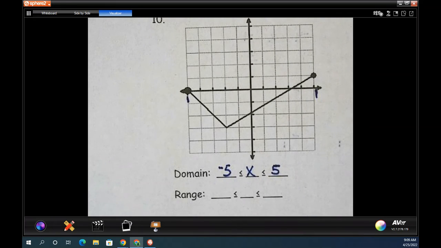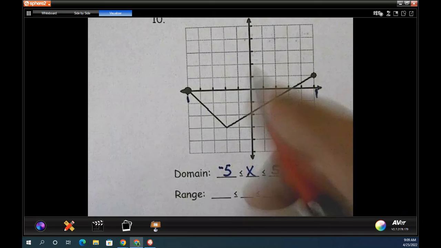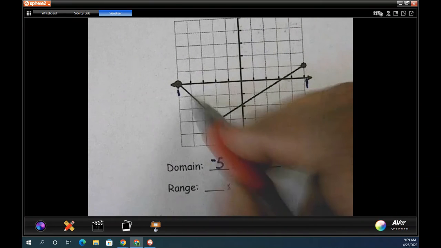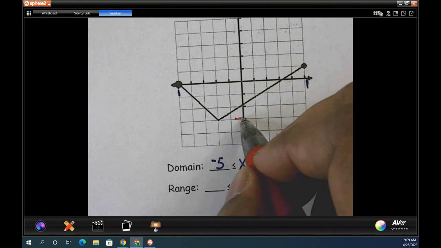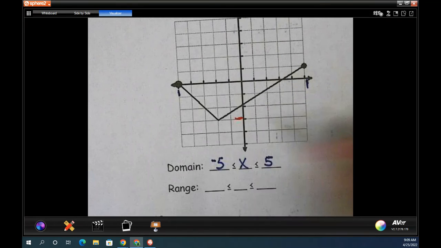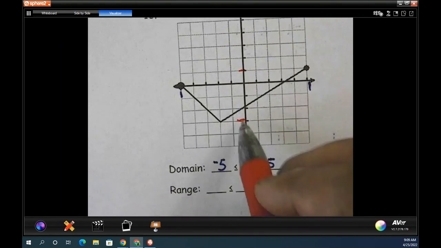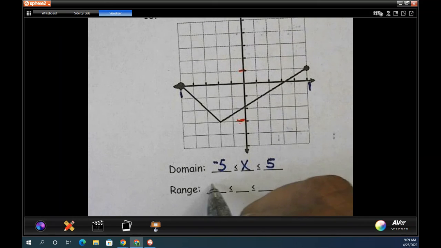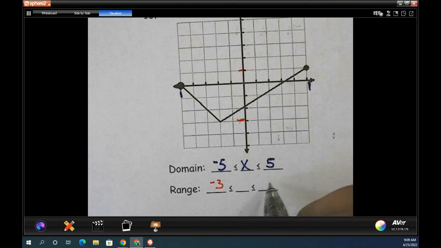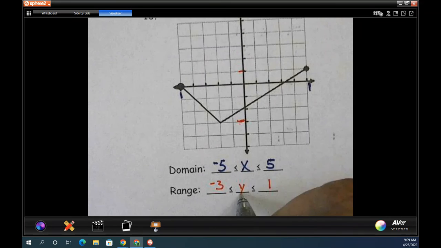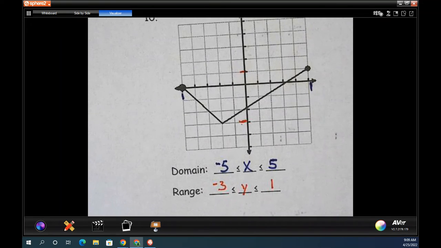Now, here's the thing. How low does it go when we're looking at the range? How low does it go on the y-axis? See, it goes all the way here. You can't use the endpoints on this one. It goes from here all the way up to there. So it's between -3 and 1. Smallest number always goes first. There it is, right there.